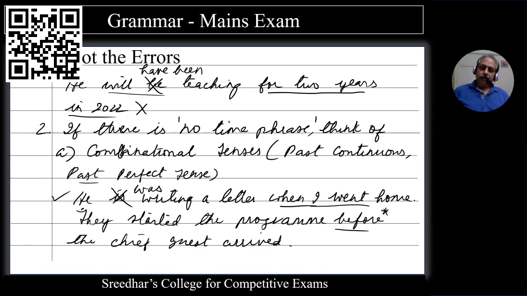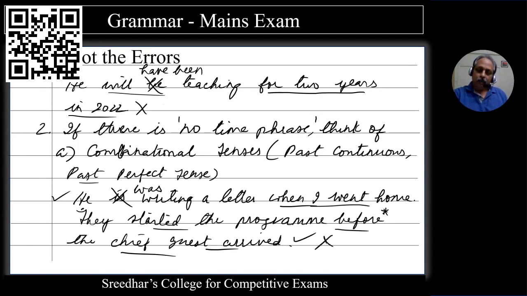When we use conjunctions like before, by the time, when, after, we should think of past perfect tense. And also look at the context. Here there are two actions. They started the program, the chief guest arrived. In the past, when two actions happened, one after the other, then for the first action we should use past perfect tense. For the second action we should use past tense. Nothing is wrong with the second clause, before the chief guest arrived. This is the second action, it should be in past, and it is in past.